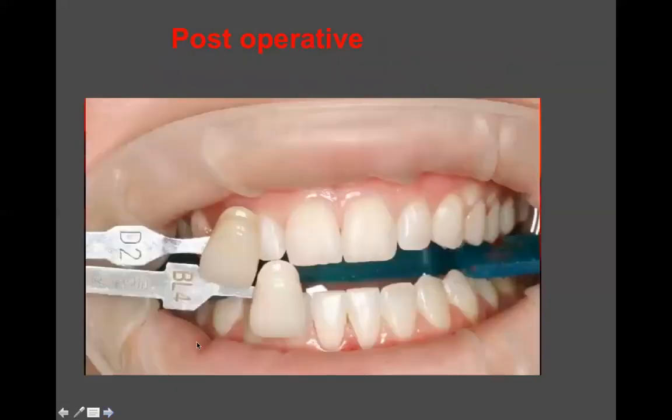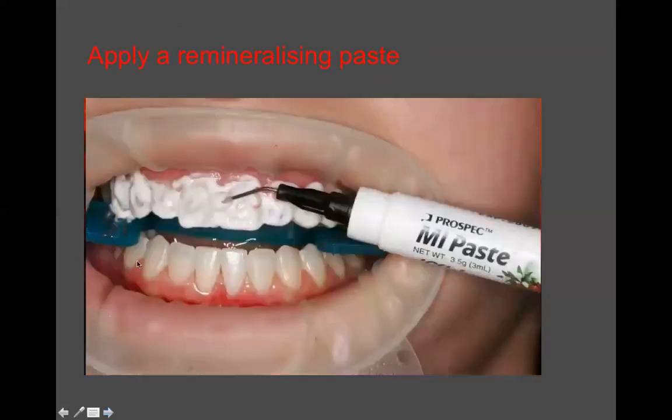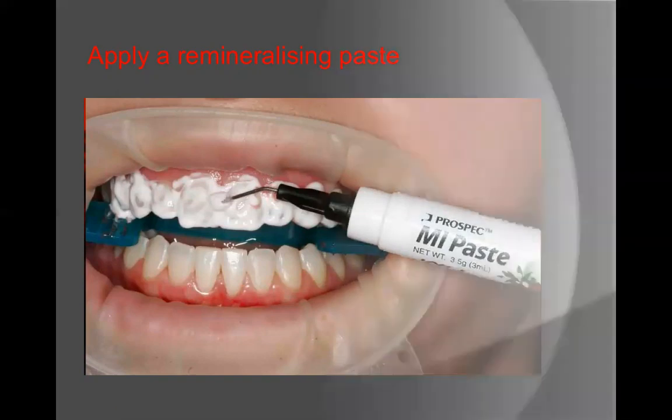So post-operatively, you can see that you have obtained a change in color from a darker shade, and you have achieved an improvement in shade after applying the bleaching material. It is important that a remineralizing paste is applied onto the tooth structure. This reduces the post-operative sensitivity for the patient, and this is provided along with the commercially available materials.